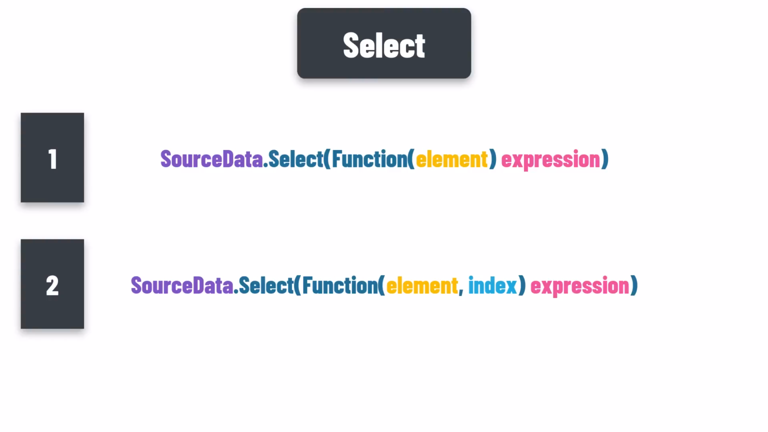In both cases, the expression provided to the select method determines the nature of the projection. It can be as straightforward as returning the element itself, or it might involve intricate calculations or transformations, depending on the requirements of your query. Understanding these overloads empowers you to reshape and manipulate data sequences effectively, a skill that will prove invaluable as we delve deeper into LINQ's capabilities in this course.